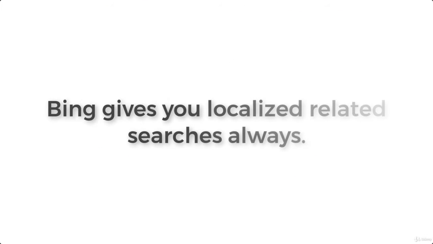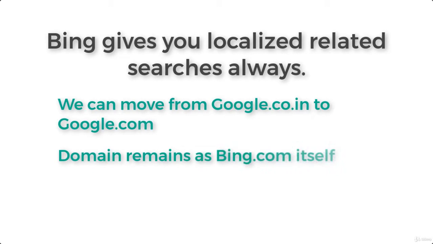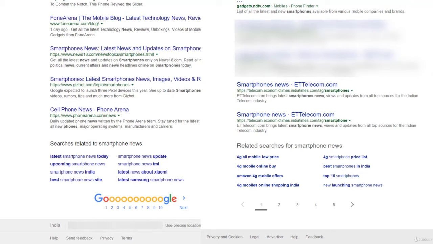But the only drawback with Bing is that it always gives you localized related searches. In Google, we could move from google.co.in to google.com, whereas in Bing, it always gives you the localized results. However, the domain remains as bing.com itself, so we cannot do anything manually here. Here come the suggestions for the keyword smartphone news in Google and the same in Bing.